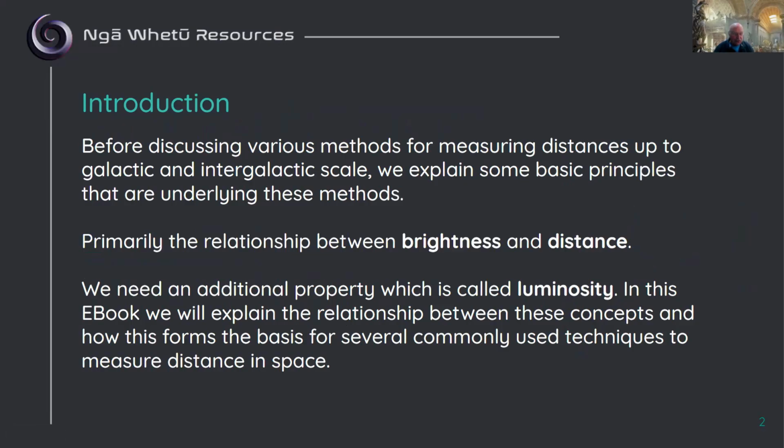From the brightness as we see it, we cannot determine the distance to a star, because a very massive star at a great distance can look fainter than a less massive star that is nearby. So we need to know more about that star. And this extra information is very generally what we call the luminosity of a star. That is an intrinsic property of any star.